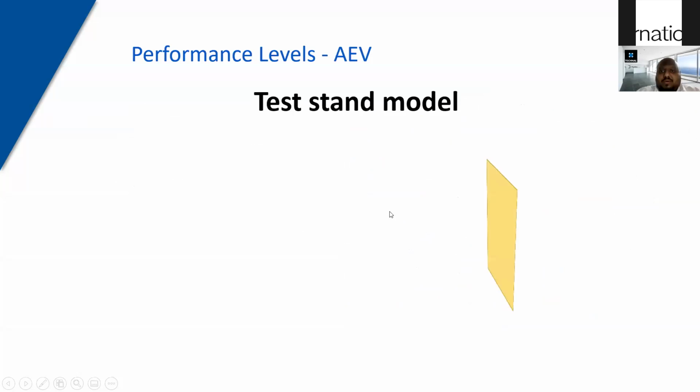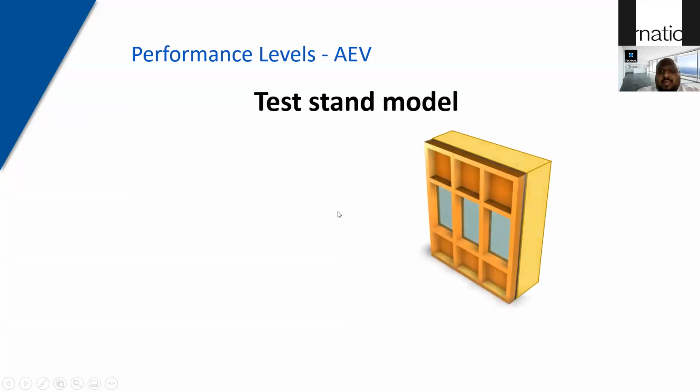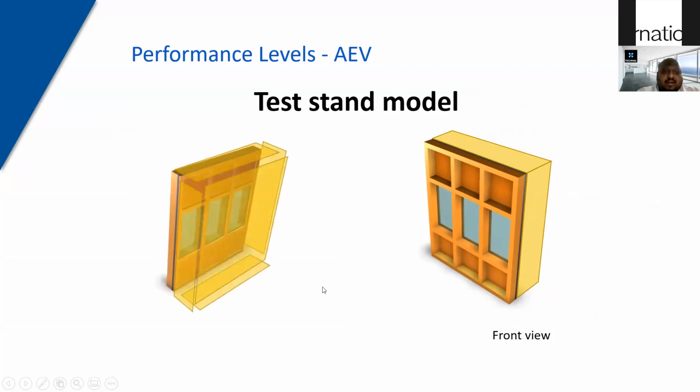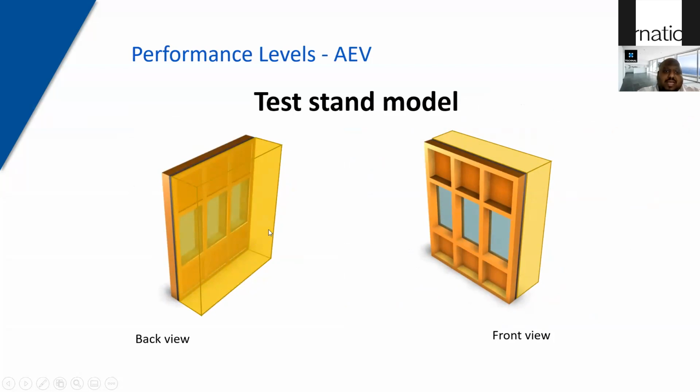So let's look at how a traditional testing laboratory looks. Essentially, this is a front view. You have a chamber which is completely sealed, and then you bring the curtain wall element in the front. From the back, as you see here, this is usually accessible because people can come inside and see if there's any kind of water leakage during this kind of testing.